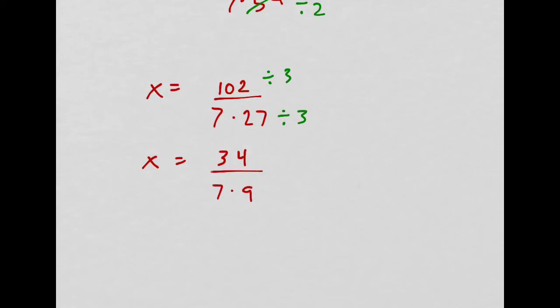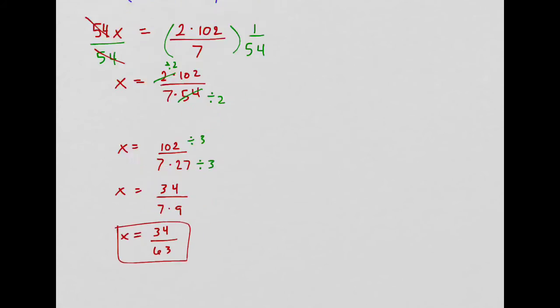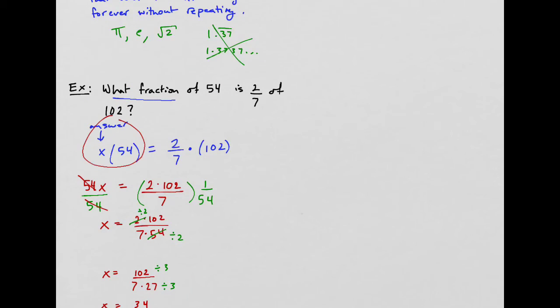Now I can't divide by 3 anymore. I can't divide by 7. 34 you can divide by 2, but 63 is not divisible by that. So I can't divide by anything else. So I'll multiply this stuff, and I get x equals 34 over 63. So that's my answer. Remember I said at the beginning that was going to be my answer.